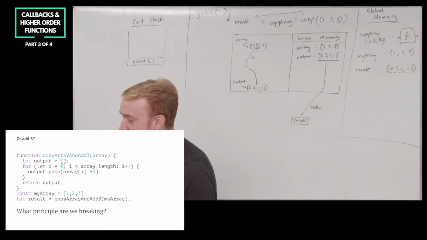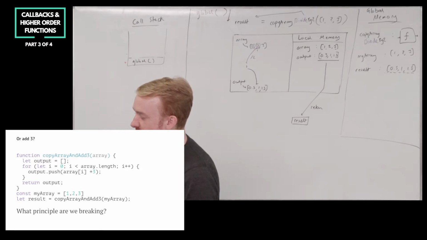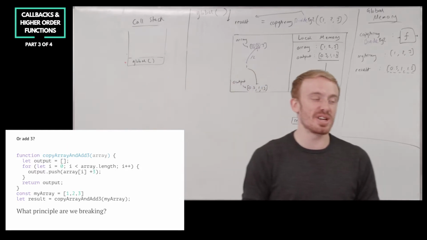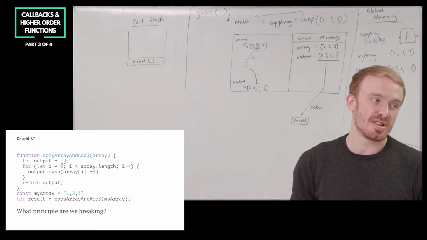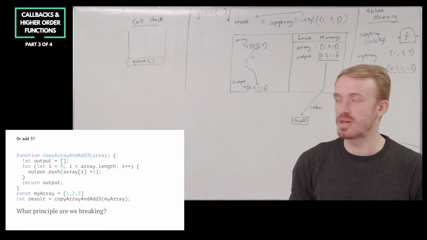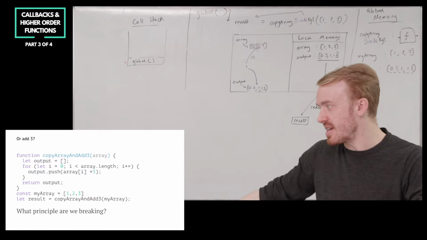We're going to build a brand new function for it. No, we're not. All right. What principle are we breaking by building out each of these functions? Do not repeat. Yeah, DRY principle, right? Don't repeat yourself. We're breaking it profoundly.